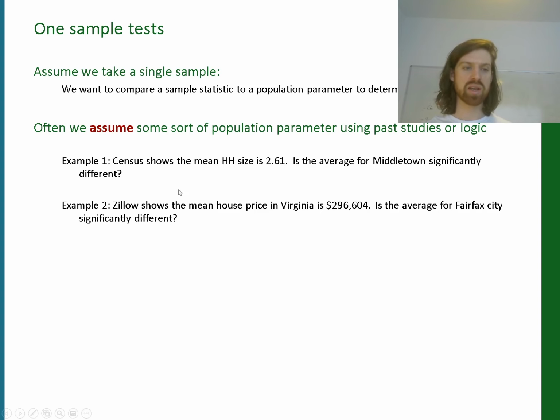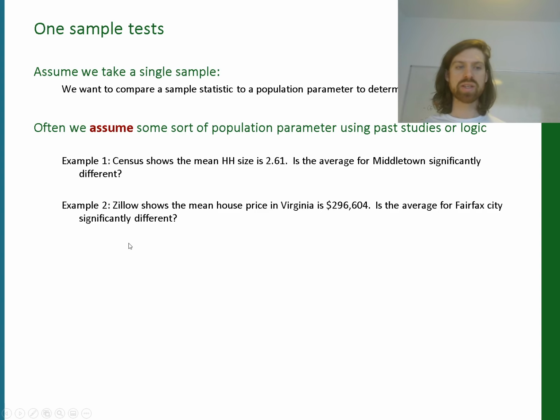So if we look at the second example here, thankfully in an age of big data, a lot of the information that we want is already on a computer, so we can actually just extract the mean house prices in Virginia, which are somewhere around $296,604, so around about 300K. And then the question is, well, is the average for Fairfax City significantly different?